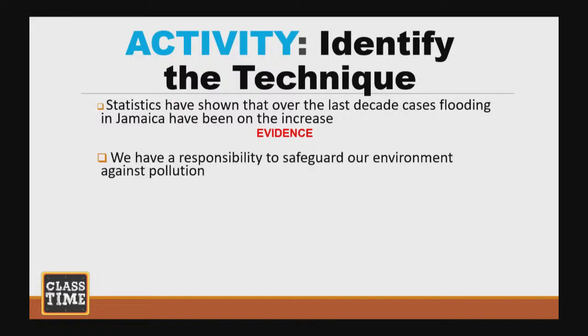Next one. We have a responsibility to safeguard our environment against pollution. What is the technique here? Inclusive language. And what pronouns gave that away? The use of we and our. So this is not a one-person thing. This is an everybody thing.